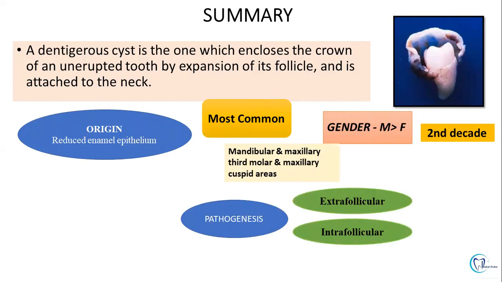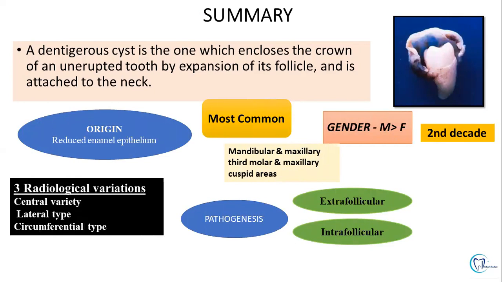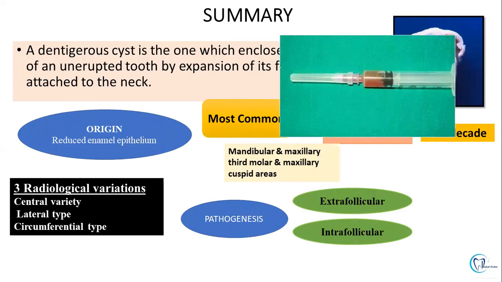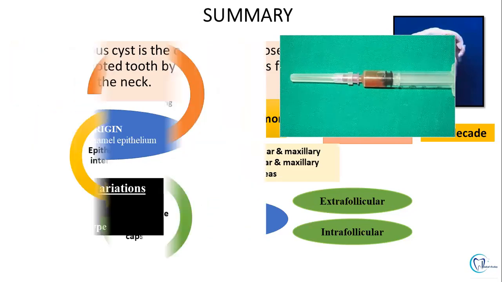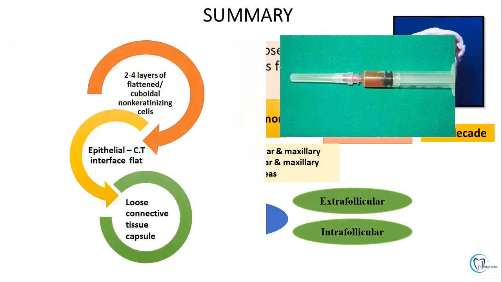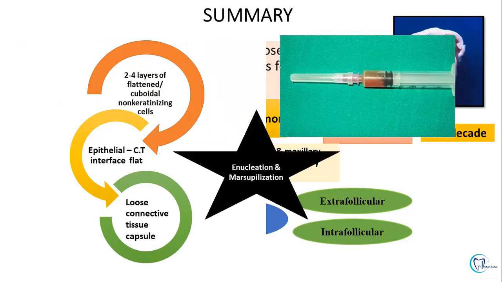When we talk about its pathogenesis, there can be extrafollicular origin or intrafollicular origin. It has three radiological variants: the central variety, lateral variety, and circumferential variety. When we see the aspirate, it will be clear, straw-colored. Sometimes it can be blood-tinged. When we see the histopathology, it is non-keratinized stratified squamous epithelium with 2 to 4 cell layer thick, flat cuboidal cells. The epithelial connective tissue interface is flat, whereas in cases of inflamed cyst, it can show hyperplastic rete ridges, and the connective tissue capsule is loose. Treatment is enucleation and marsupialization. Thank you.